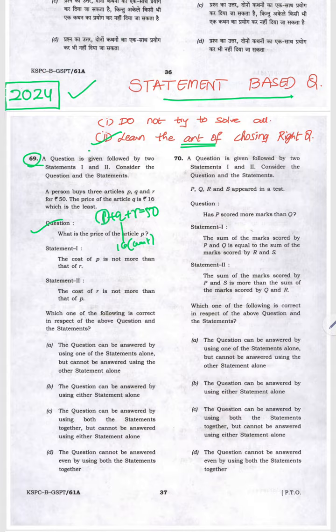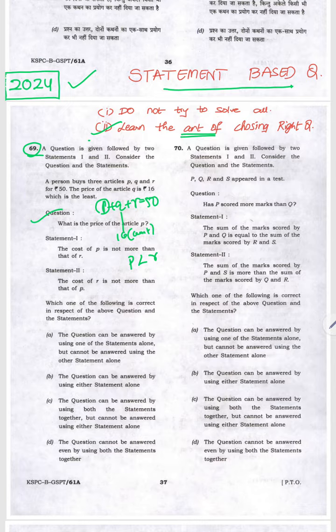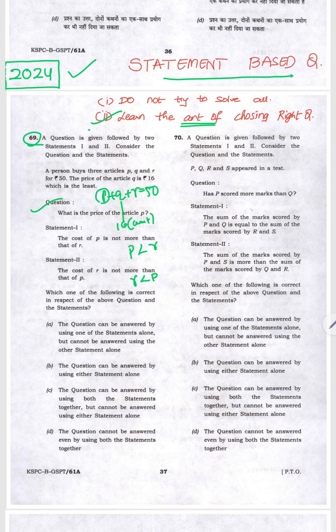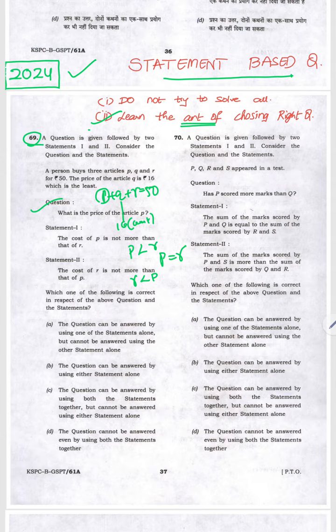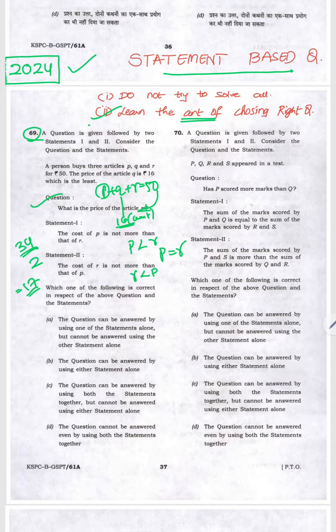Statement 1: The cost of P is not more than that of R. So P is less than or equal to R. Next, Statement 2: The cost of R is not more than that of P. So R is less than or equal to P. Whenever you see in mathematics P is less than R and R is less than P, what does it mean? It means P is equal to R. That itself is telling us that. So when P is equal to R, what is remaining? P plus Q plus R is equal to 50, Q is equal to 16, so P plus R is equal to 34, because we do 50 minus 16. P is equal to R means definitely 34 by 2, it will be 17.